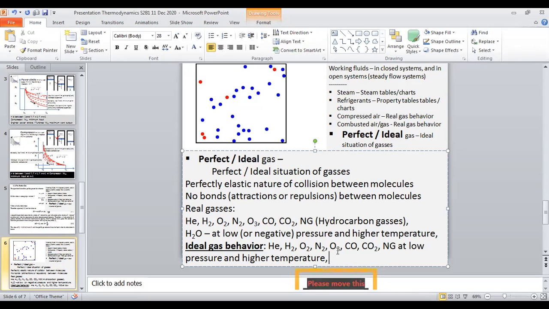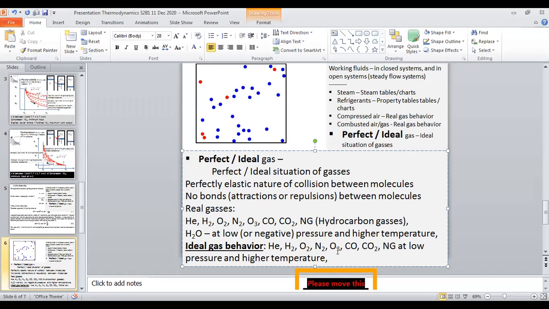So, ideal gas behavior of real gases. Simple: low pressure and high temperature. That's it. It depends on the situation. Even oxygen can be considered as ideal, or the perfect situation of gases. Ideal behavior occurs when the temperature is higher or the pressure is lower.